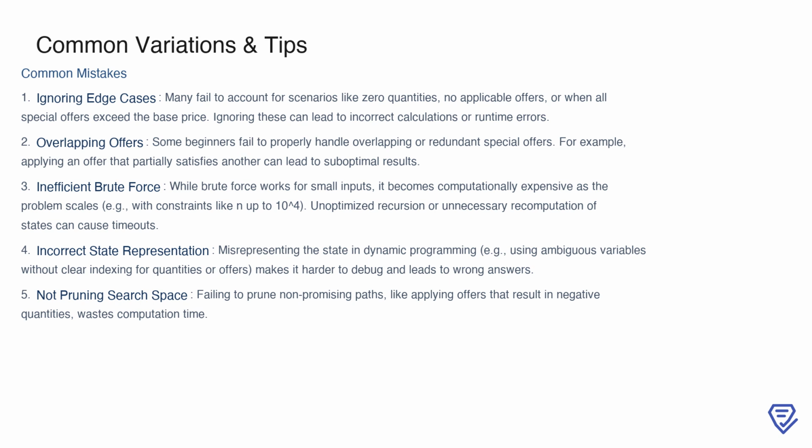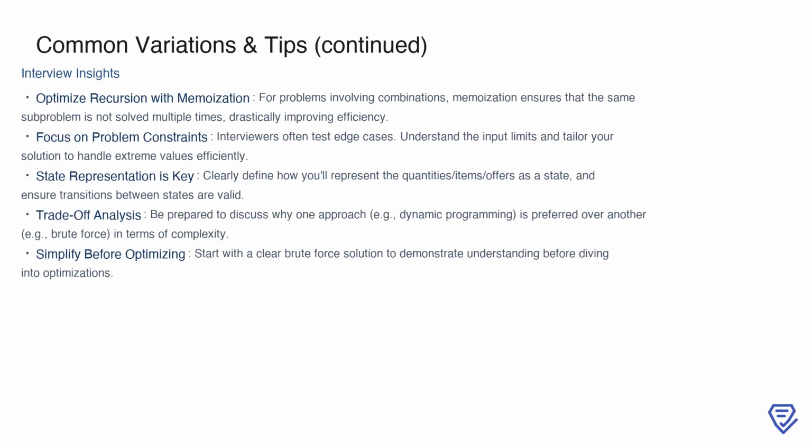Finally, failing to prune non-promising paths, such as applying offers that result in negative quantities, can waste valuable computation time. Efficiently managing these aspects is key to solving the problem effectively. Now, let's focus on some key insights that can be valuable during interviews. First, optimizing recursion with memoization is crucial for problems involving combinations. Memoization ensures that you don't solve the same sub-problem multiple times, which significantly improves the efficiency of your solution.